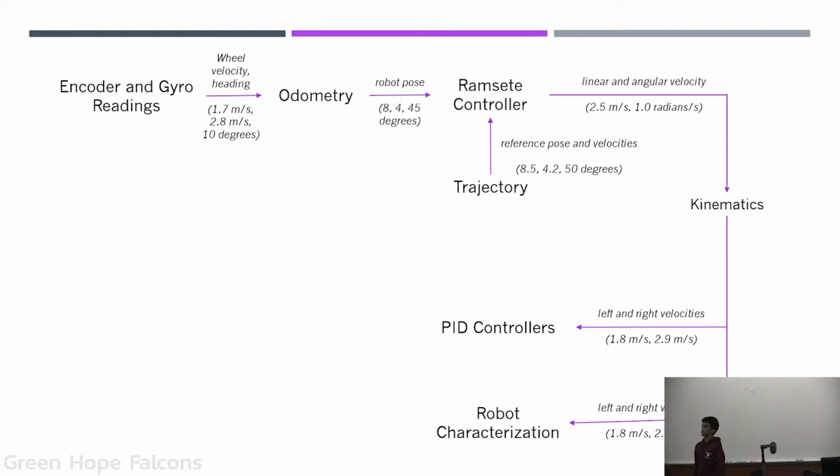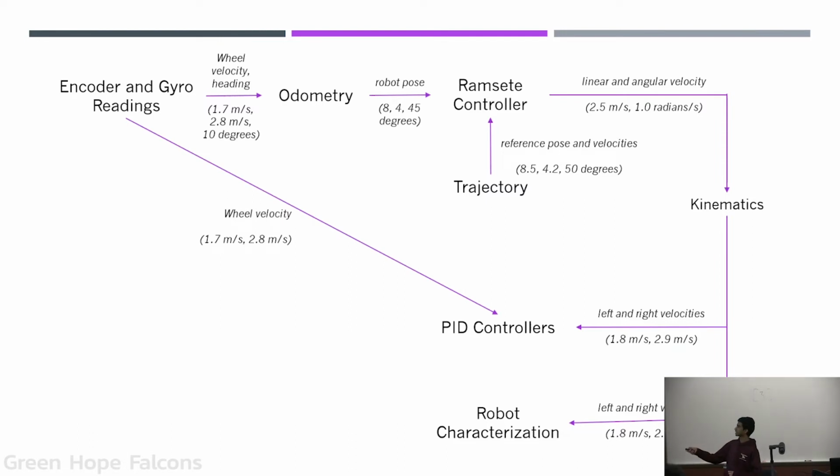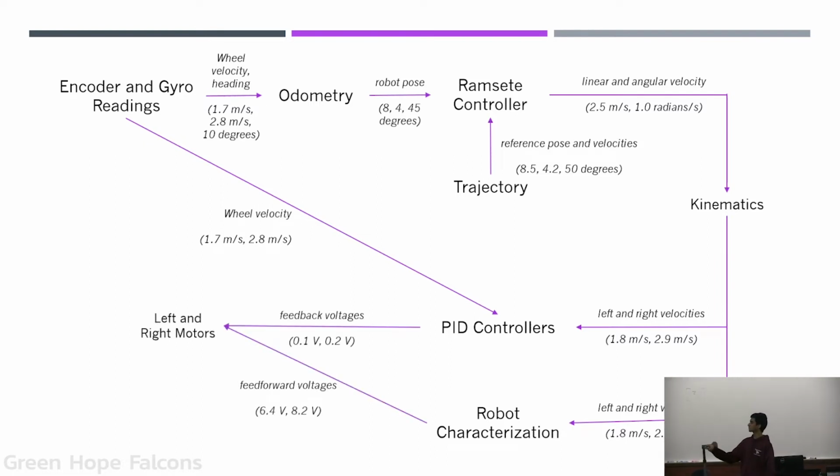The PID controller will correct for some minor disturbances. So the robot characterization estimate is rough. There will always be slight disturbances. And this PID controller will correct for those slight disturbances. In order to correct for that, it needs to get the current readings. So let's say we want to be at 1.8 and 2.9. We're actually at 1.7 and 2.8. So the PID controller will look at that and give us an output in order to get that velocity to match what we actually need to be at. And finally, it will send that voltage, and it gets voltages from the robot characterization. And finally, we pass those to the left and right motors.